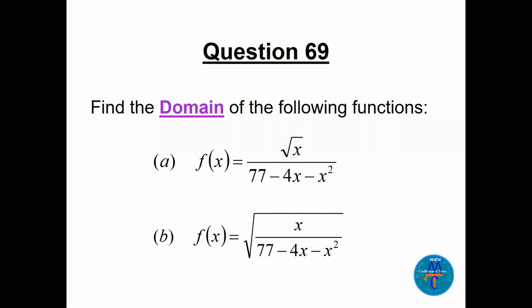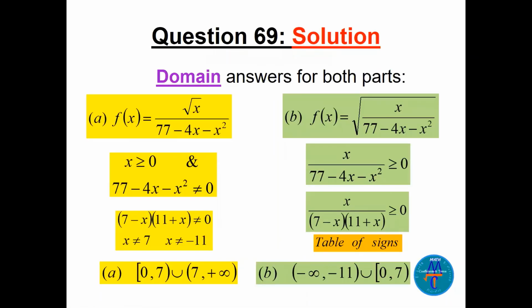Now, question number 69 will be finding the domain of the following functions. I put here two questions, A and B, because there are little difference between them. Here we have square root of x by itself in the numerator divided by the denominator 77 minus 4x minus x squared. In B part, I put the same rational expression under the big radical. Let's see the difference between the methods of finding the domains.